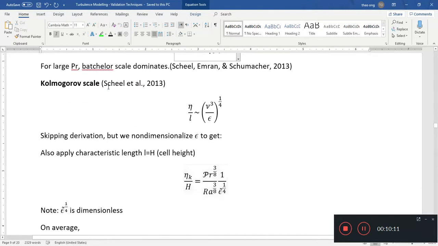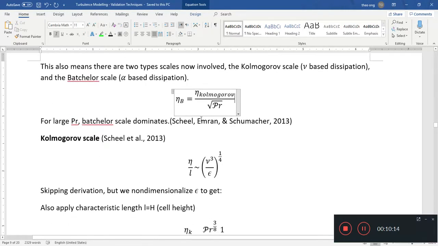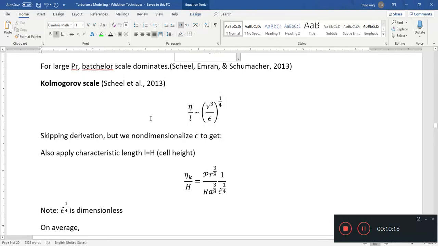Alright, so how then do we derive, let's say, a Kolmogorov scale for natural circulation? Well, I'm not going to derive it.